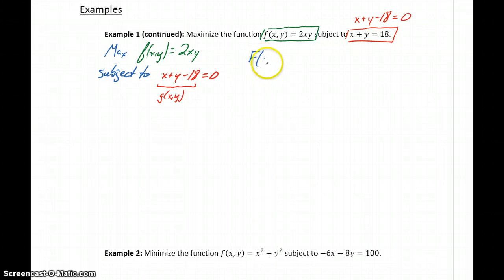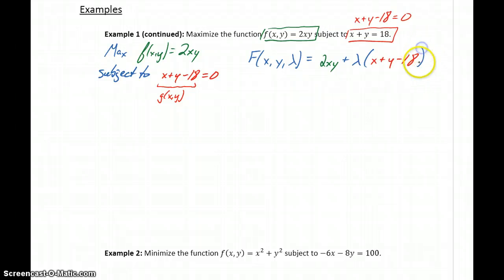So to form our new function, capital F of x, y, lambda, we'll take our original objective function, 2xy, plus lambda times our constraint function, x plus y minus 18, and then distribute through. So this will become 2xy plus lambda x plus lambda y minus 18 lambda. So we have our function capital F. Now what we can do is find each of those three first derivatives.